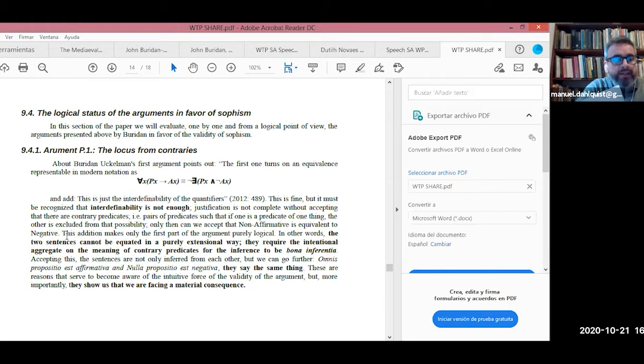In other words, the two sentences cannot be equated in a purely extensional way. They require the intensional aggregate on the meaning of contrary predicate for the inference to be a bona consequentia. Accepting this, the sentences are not only inferred from each other, but we can go further. Omnis propositio est affirmativa and nulla propositio est negativa say the same thing. These are responses that serve to become aware of the intuitive force of the validity of the argument, but more importantly, they show us that we are facing a material consequence. This is P1.